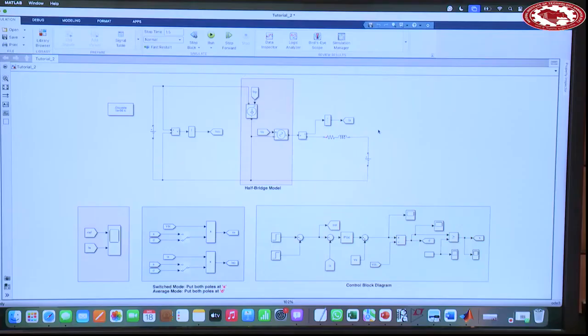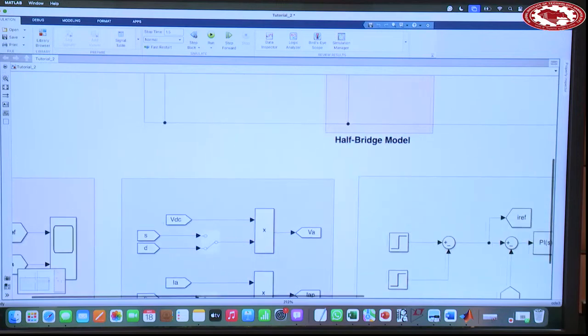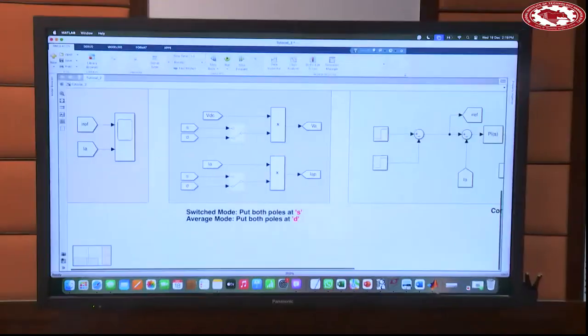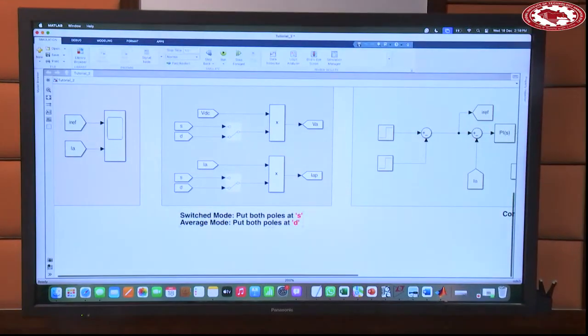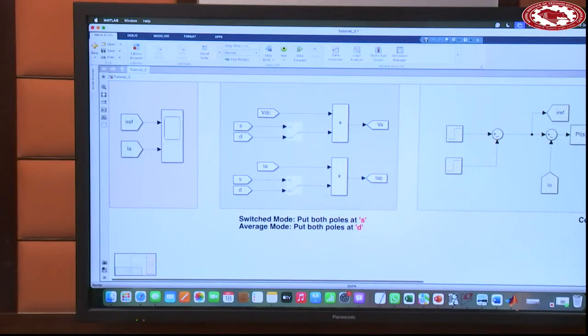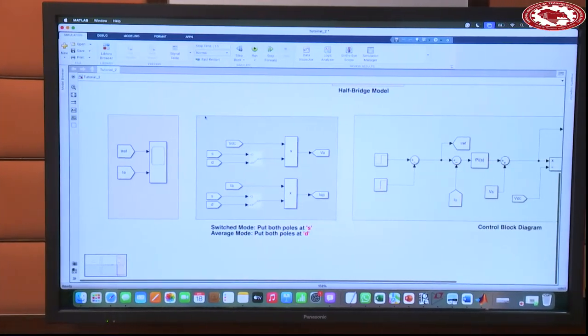So now I have made it easy for you. From here you can select the mode, which one is to be used, I mean switched model or average model. Currently I am putting both poles at D. It is written: switched model, put both poles at S; average model, put both poles at D. So I have put at D. Now I can run this.